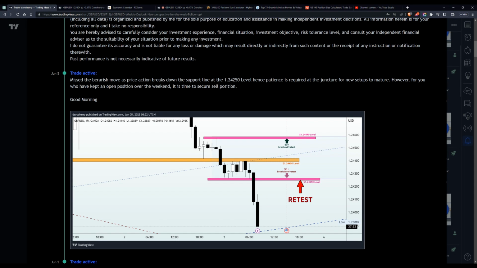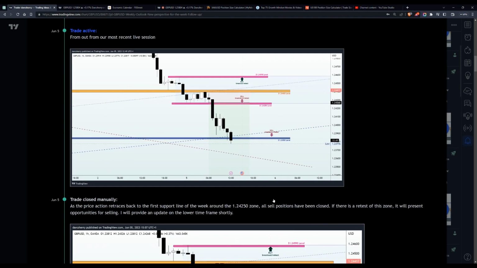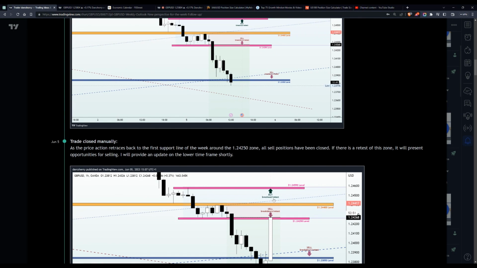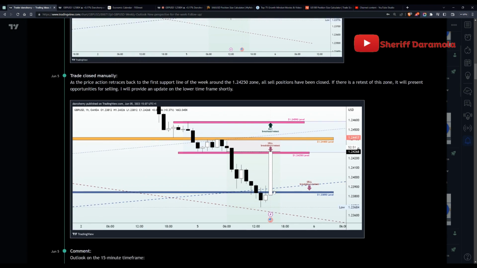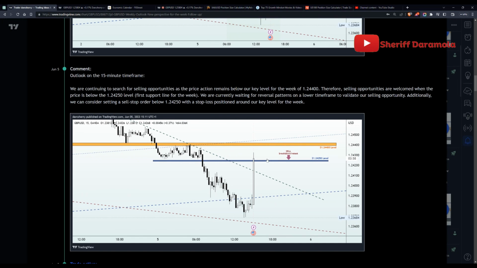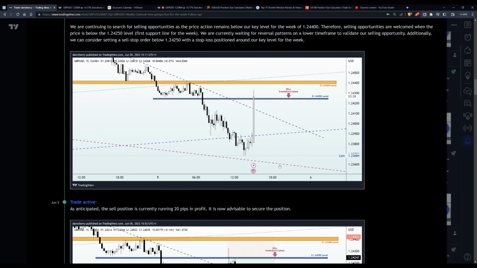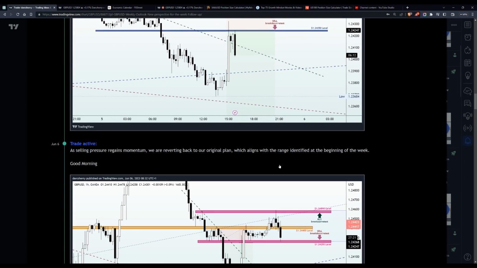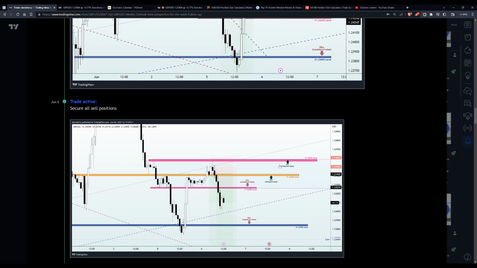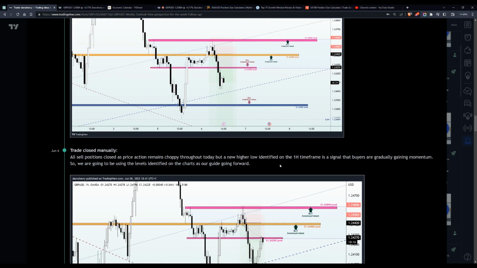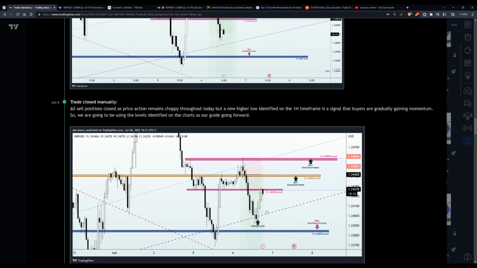So we were expecting a retest of that structure to confirm this move, as you can see here. And during our YouTube morning live session, we agreed that we are going to be waiting for a retest of structure to happen, which actually did and triggered a sell position below the 1.24250 level. Though price action didn't move significantly well before another bullish momentum began.